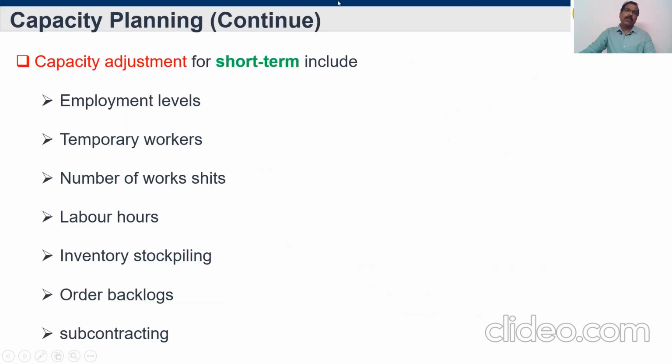As I said, capacity planning has two things, long term and short term. So what adjustments do we have to make for the short term? Short term includes employment levels.